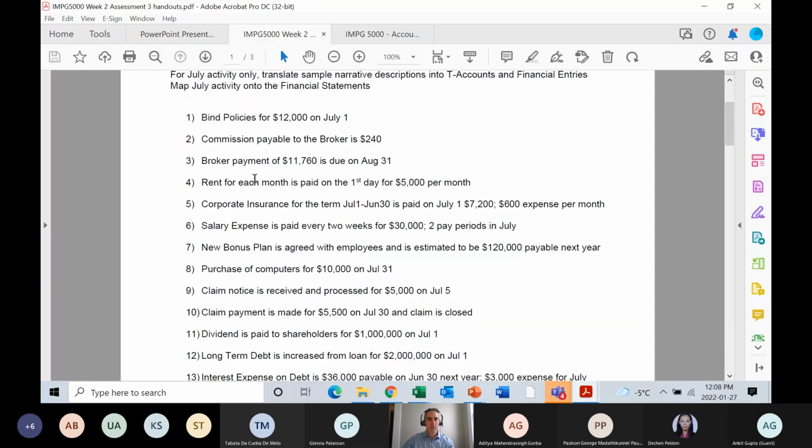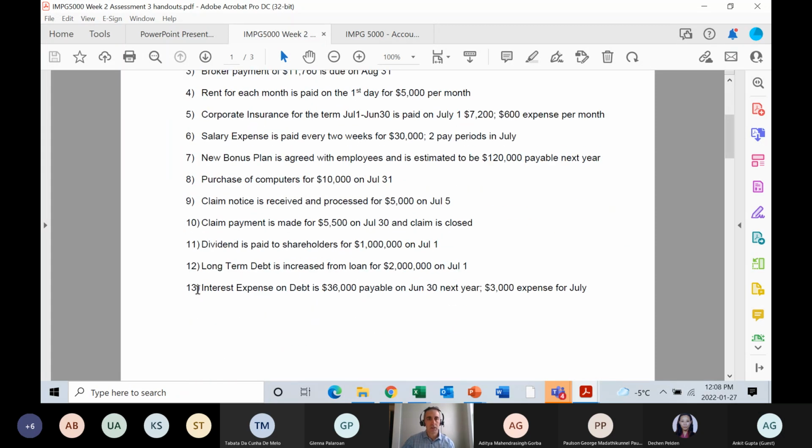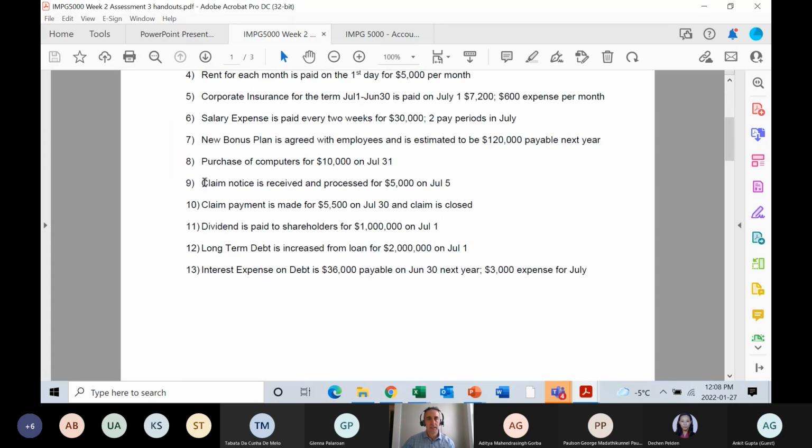I wanted to jump into these claim ones. Claims are the largest expense for the insurance company. I'll go over some of the terminology here, and then we really break down the claims transactions into individual small components of what's going on with the claims.